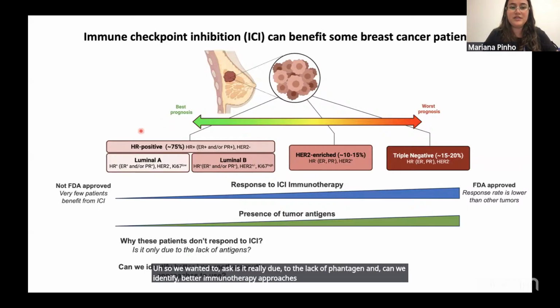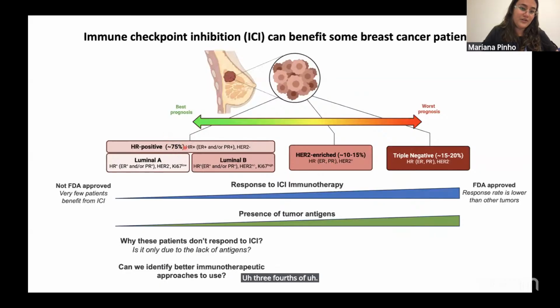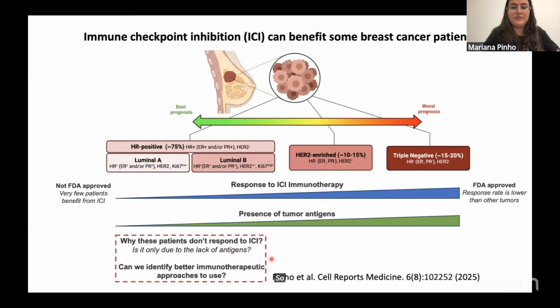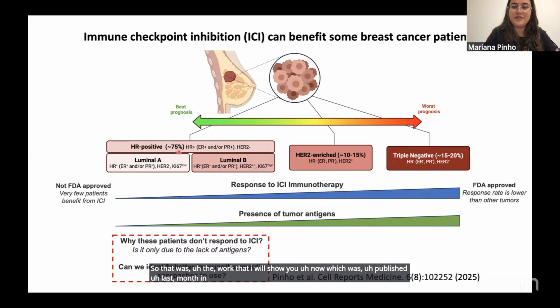Because as you can see, although this is the one with the best prognosis, it accounts for 3/4 of all the patients. And once they have become metastatic, it is difficult to treat. So that was the work that I will show you now, which was published last month in Cell Reports.